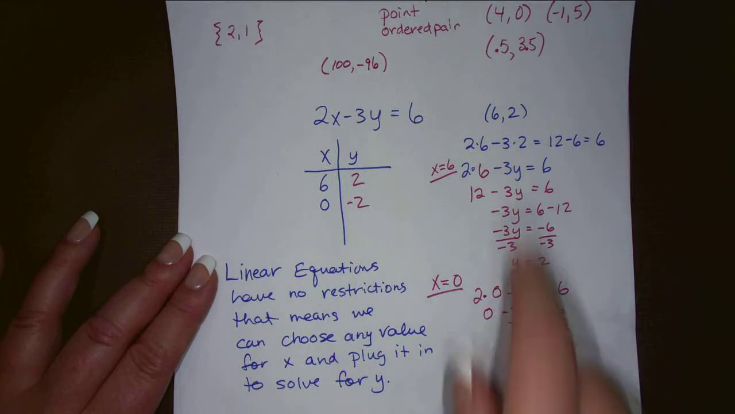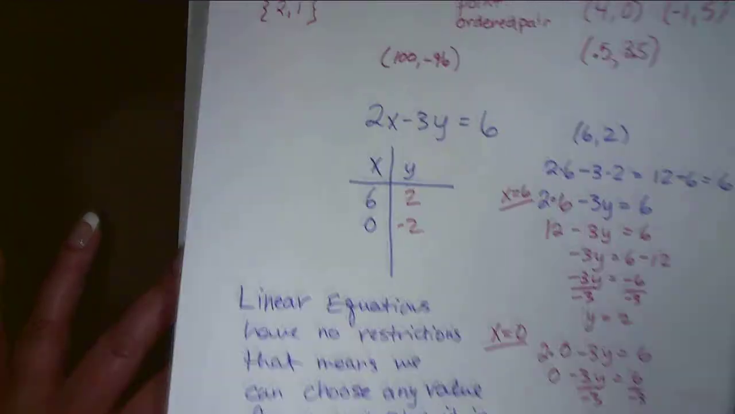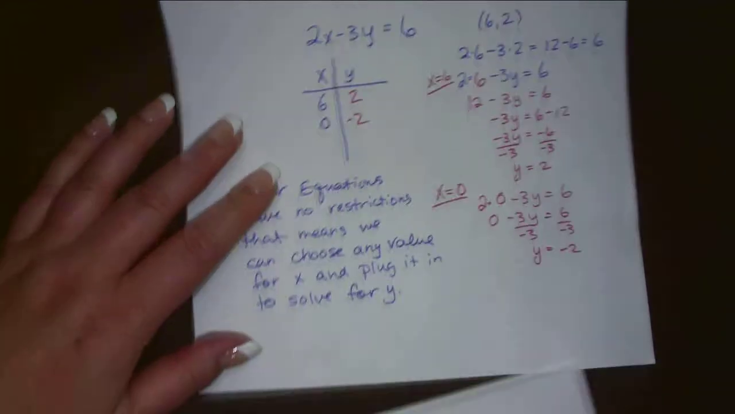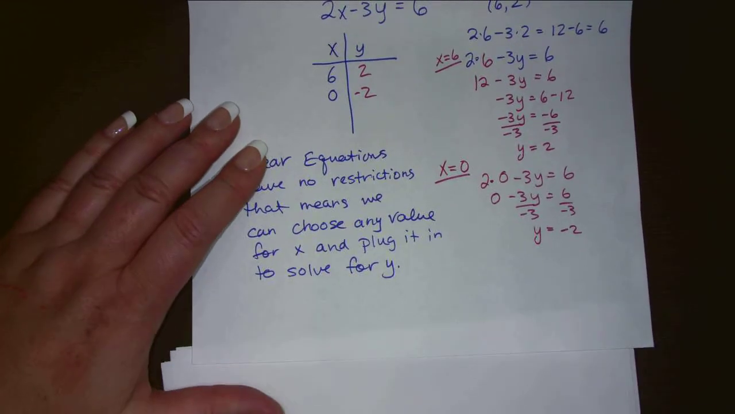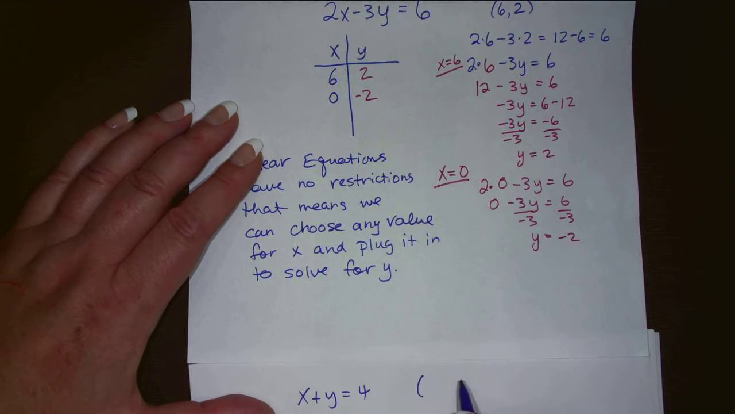So when we draw a line, we'll go back to our first easy one, x plus y equals 4. And let's just write down 2 points. Let's say (0, 4) and (4, 0). These are called the intercepts.